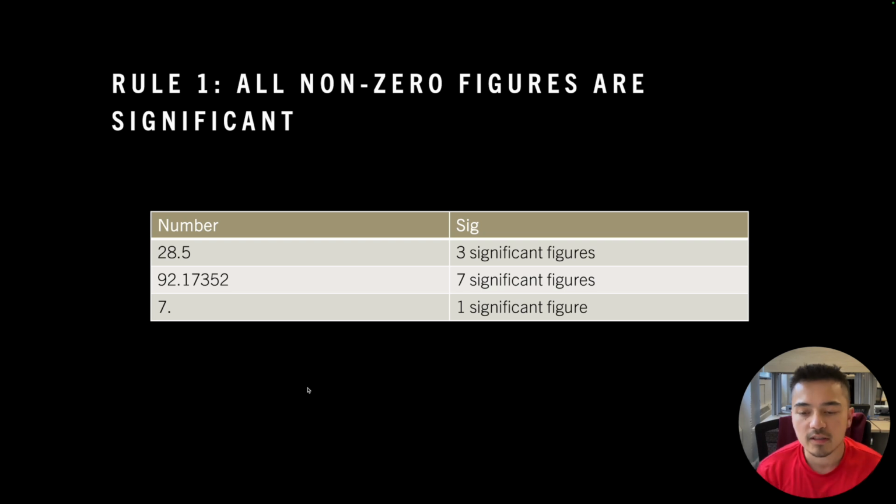So the first rule is the easiest rule to understand. All non-zero figures are significant. That means that any number or digit that is in the number will be significant as long as it's non-zero. So a number like 28.5 will have 3 significant figures, 1, 2, and 3. 92.17352 will have 7 significant figures as these are all different digits, and each digit would be significant. A number like 7 with a decimal place will have 1 significant figure. So hopefully you have this down. It's very easy to understand and apply.